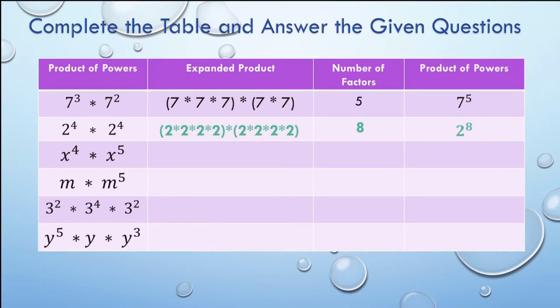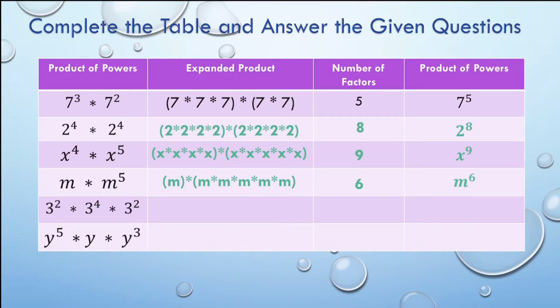You can do the same thing with variables. Because remember, a variable is a number. We just don't know it yet. So I'm going to write out, I have x to the 4th, which means I'm going to have 4 x's times 5 x's. So when you count the total number of x's, you have 9. So you just write x to the 9th. We'll do the same thing with m. We're going to write it out. I'm going to count the number of m's written, and you should have 6. So that would be m to the 6th.